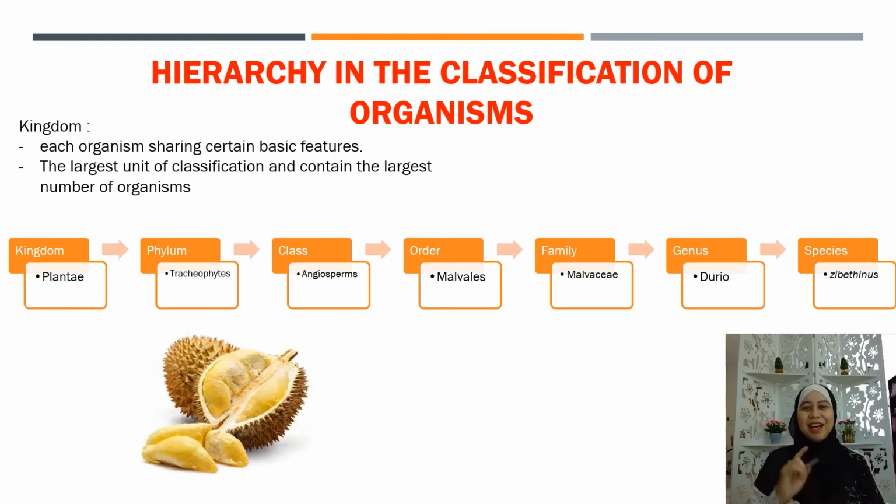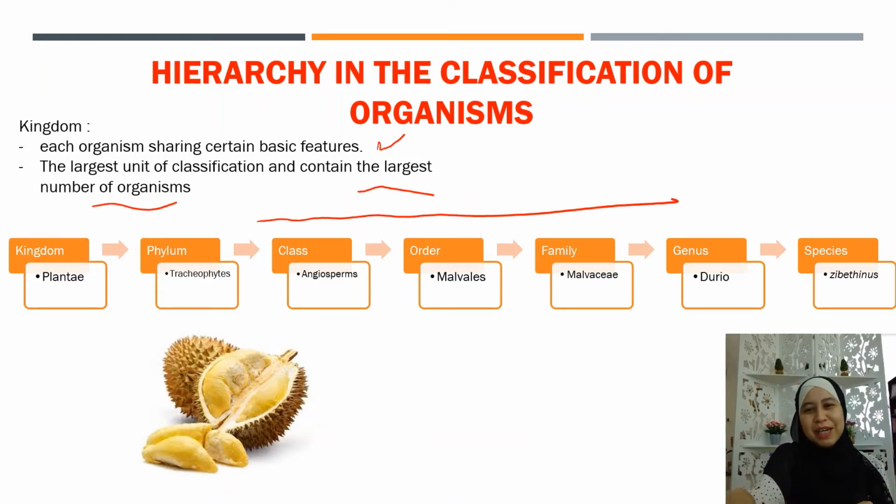Now, we look at the hierarchy in the classification of organisms. From which chapter is this? Of course, it is from Chapter 8, Dynamic Ecosystem. So, we look at the classification of organisms, starting with kingdom. Each organism in the kingdom will share certain basic features. Kingdom is the largest unit of classification, meaning it contains the largest number of organisms. As we go down, the number of organisms will decrease.